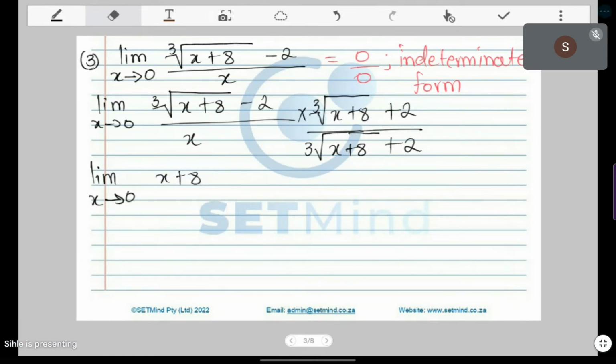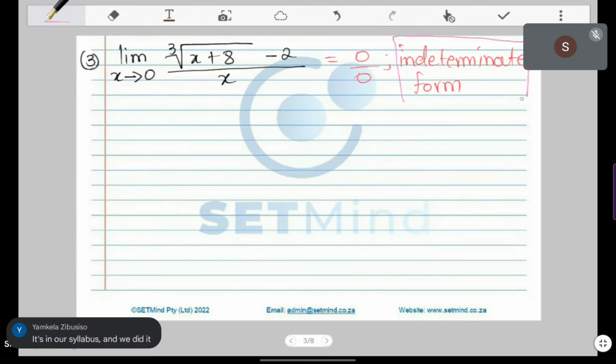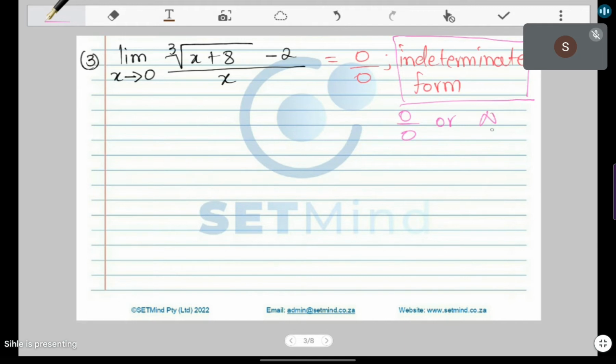Okay, cool. So if they've done L'Hopital's rule, it becomes way simpler. Just a quick reminder, you only use L'Hopital's rule if you get an indeterminate form. See what I wrote here. An indeterminate form is either when you have 0 over 0 or infinity over infinity. And then you can use your L'Hopital's rule.